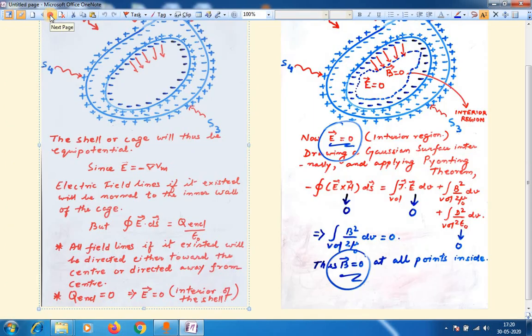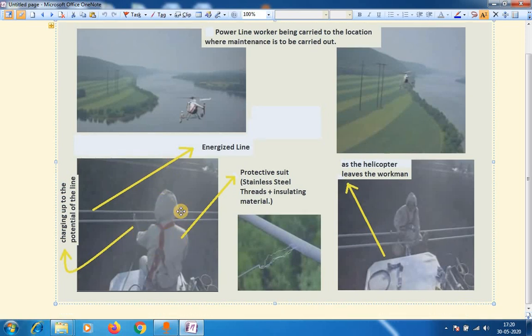Now let us see the other case. In this, the worker, as I've already said, has a suit made up of stainless steel threads and insulating material, and what he does is, just when he is about to get down or when he is about to reach the transmission line, he first charges his body, the helicopter, the pilot, to the potential of the charged, energized line, right? So since he charges up to that potential, once he gets down over the line, he is safe.